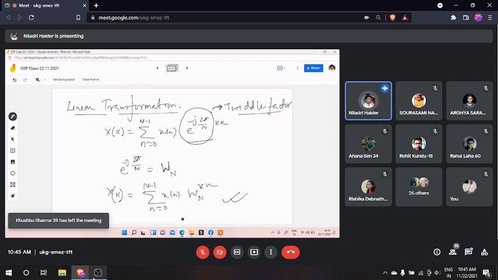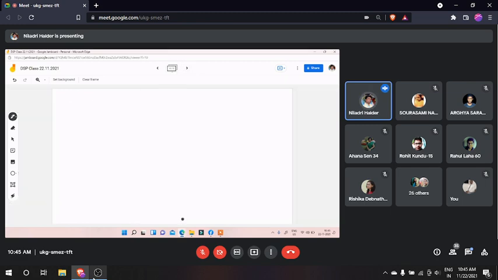Why am I writing W? Because that angular frequency will be responsible for the matrix we are going to create. And for each and every place of e to the power minus j 2 pi by n, we are not going to write that part. Instead of that, simply we are going to write Wn. So that is defined as the Twiddle factor. So your formula, again I am writing, that is your formula.